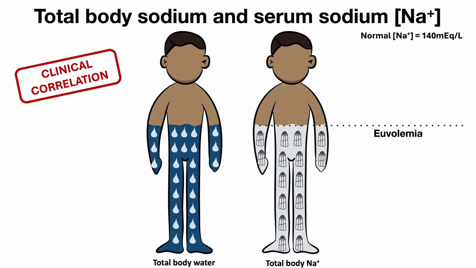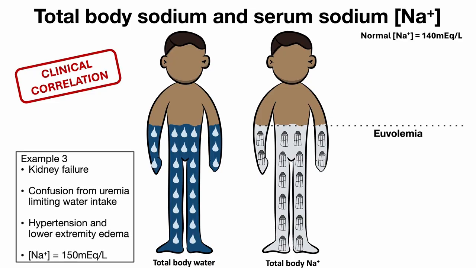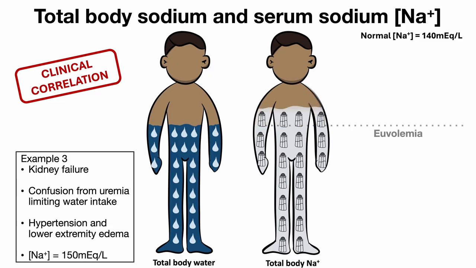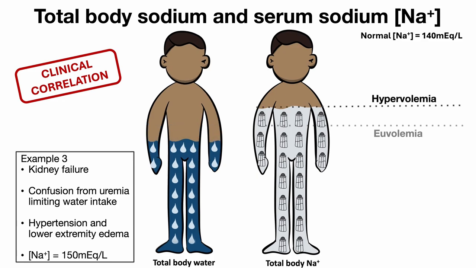In our next example, we have another patient with kidney failure, but this time they present with confusion from uremia and decreased water intake. They also have hypertension and lower extremity edema with a serum sodium of 150. The patient is hypervolemic based on clinical exam, so we know that the total body sodium is high. A high serum sodium of 150 represents a concentrated solution, where there is less water than salt, also known as a free water deficit.